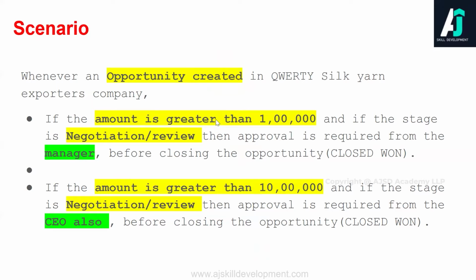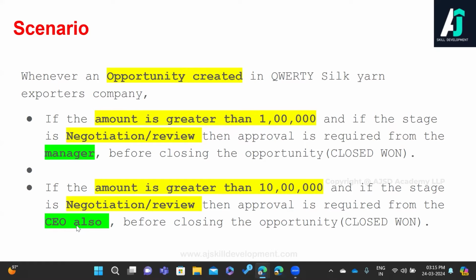If the opportunity amount is above 1 lakh, and it is in negotiation review, then this kind of approval can be easily approved by the immediate manager. But when the amount goes above 10 lakhs, then the approval has to be sent to the CEO also along with the manager. So two persons' approval is required in our scenario now. If it is 1 lakh and above, the manager is going to approve. And if the amount is greater than 10 lakhs, then the CEO should also approve the record. This is our requirement. For this requirement, we are going to create an approval process. Let us quickly jump to the org now.